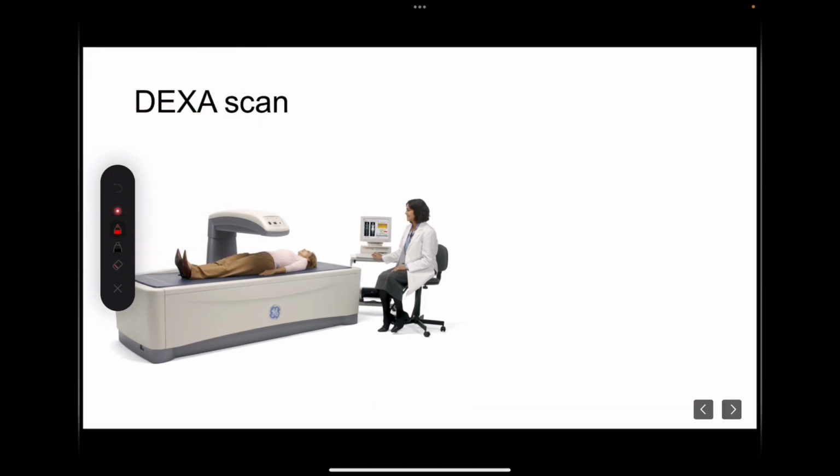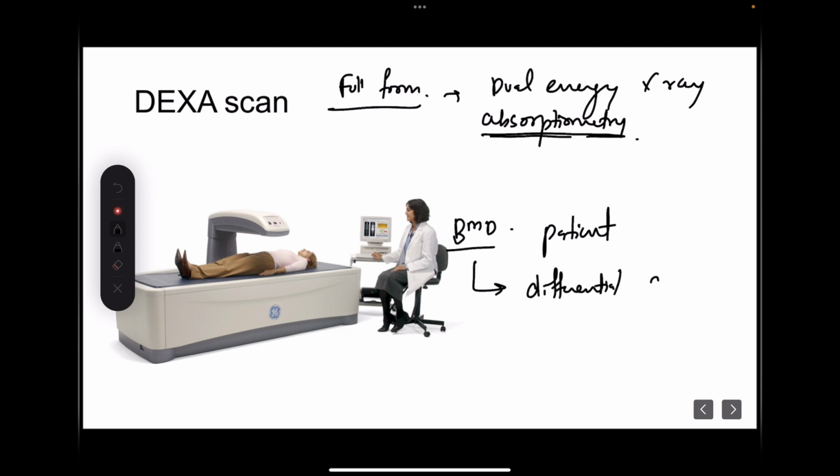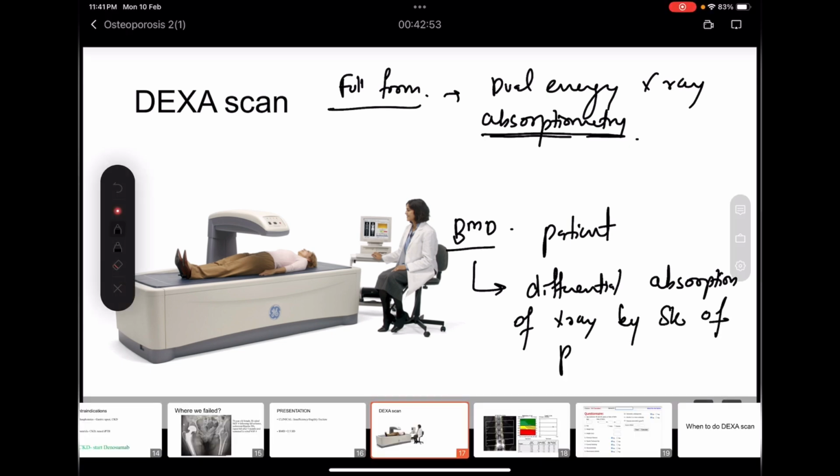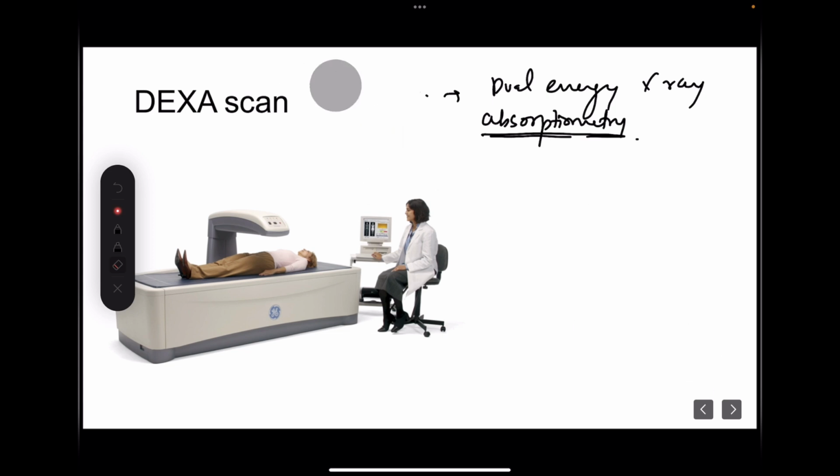What is DEXA scan? Now we will be shortly discussing DEXA scan. What is the full form of DEXA scan? Dual energy X-ray absorptiometry. What does absorptiometry mean? In DEXA scan, we are calculating BMD of the patient depending upon differential absorption of X-ray by the skeletal system of the patient. How? We will be discussing that.